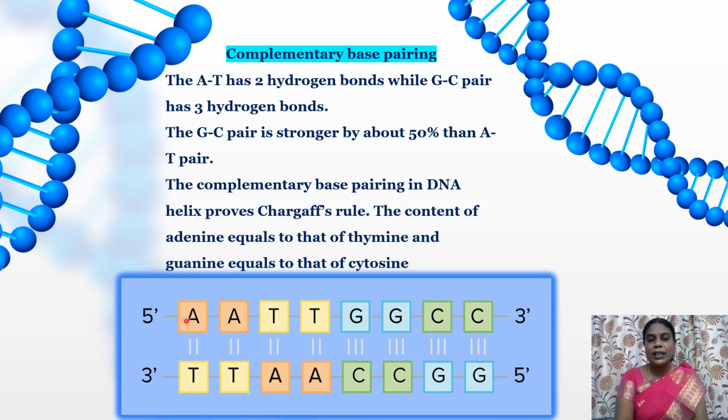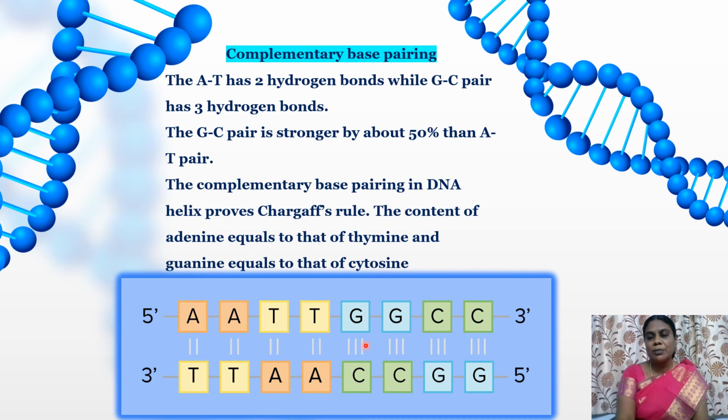So here you can see in the picture adenine paired with thymine with the help of two hydrogen bonds, whereas guanine pairs with cytosine with the help of three hydrogen bonds. This is called complementary base pairing of DNA structure. So in today's lecture, we have learned about the overview of DNA structure, the discovery of DNA, and also the complementary base pairing of DNA.